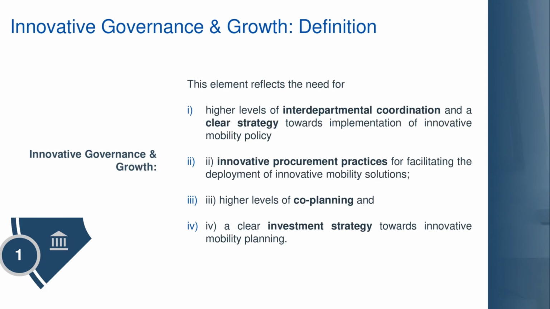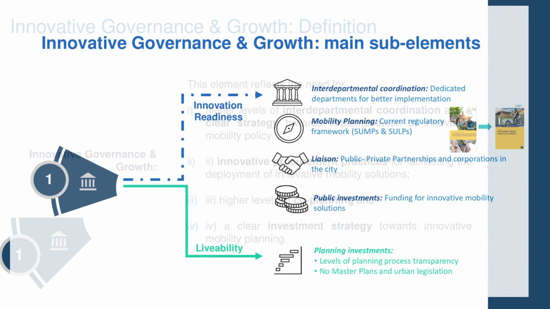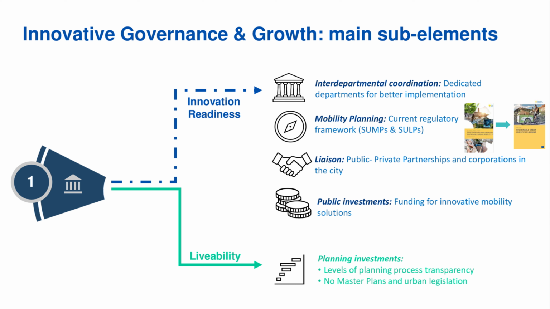The first element is called the Smart Governance and Growth element and describes how the city authority is organized internally, how the planning is implemented, and if there is a clear strategy towards innovative mobility planning. More specifically, this element is further expressed in the following sub-elements. The level of interdepartmental coordination for implementing innovative procurement practices and facilitating the speedy adoption and assessment of innovative solutions. The sub-element mobility planning, reflecting the existing strategies towards sustainable mobility planning.